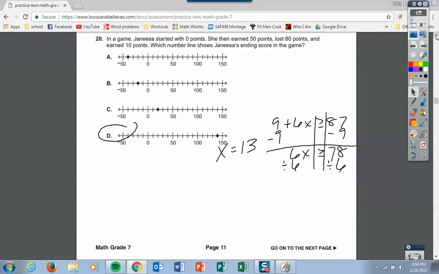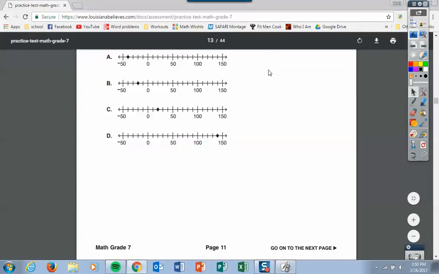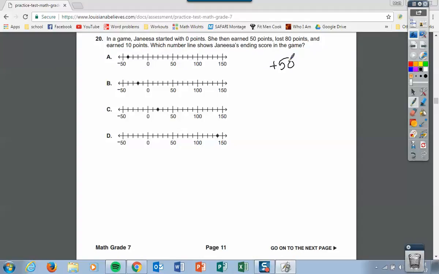In a game, Janisa, that's a fun name, started with 0 points. She earned 50 points. So I'm just going to write over here. She earned 50 points, good for her, and she lost 80 points. Good for her. And then she earned 10 more points. Which line shows Janisa's ending score in the game?